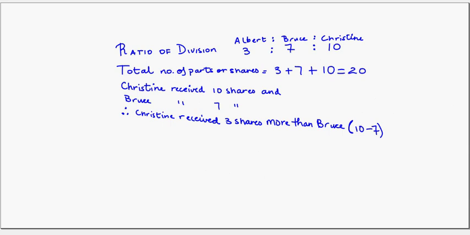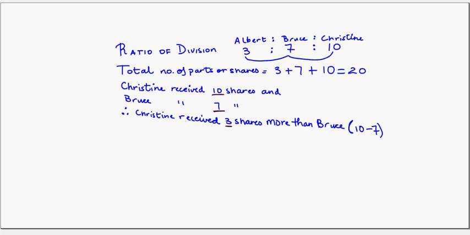Okay, so I started it up here. The ratio of division is 3 to 7 to 10. The total number of parts shared, therefore, will be the sum of those three. When you add up the 3, the 7, and the 10, 3 plus 7 plus 10 will give me 20. Now, Christine received 10 shares. And Bruce received 7 shares. So therefore, Christine received 3 more shares than Bruce. How I got that? Take 10 minus 7 will give me 3. So she received 3 shares more than Bruce.